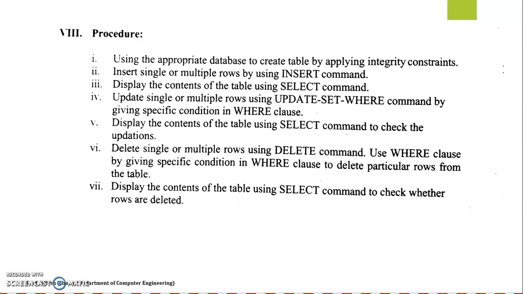Procedure: using the appropriate database, create a table by applying integrity constraints. Insert single or multiple rows by using the insert command. Display the content of the table using the select command. Then update single or multiple rows using the update set where command by giving specific conditions in a where clause, and display the content of the table using the select command to check the updation. Then delete single or multiple rows using the delete command. Use the where clause by giving a specific condition to delete the particular rows from the table, and display the content of the table using the select command to check whether the rows are deleted.